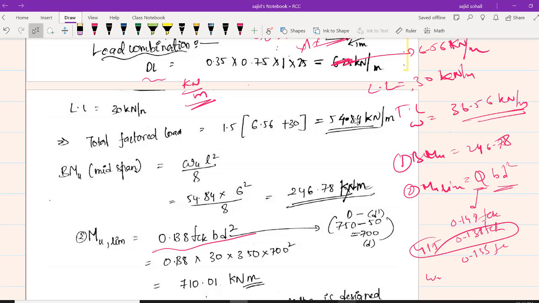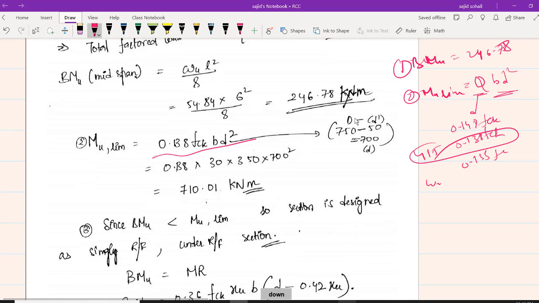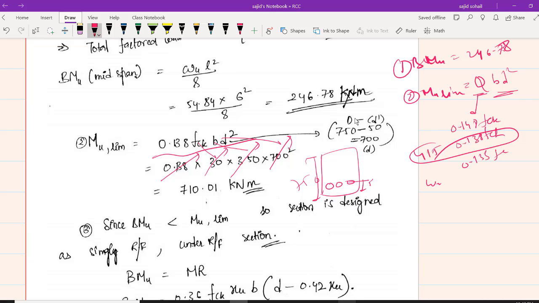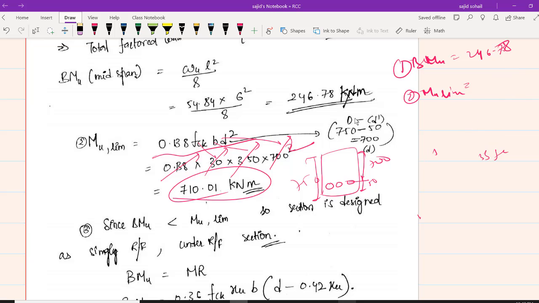So let us solve this. 0.138 FCK, how much? It is M30 concrete, so 30. B is 350. And what is D? D is your effective depth. Effective depth is 700, because 750 is the total depth, and he has said the effective cover is 50, so this depth is 700. So 700 squared, and just multiply, you will get 710.01. So let us see the BMU value and the MU value. What is your MU value?